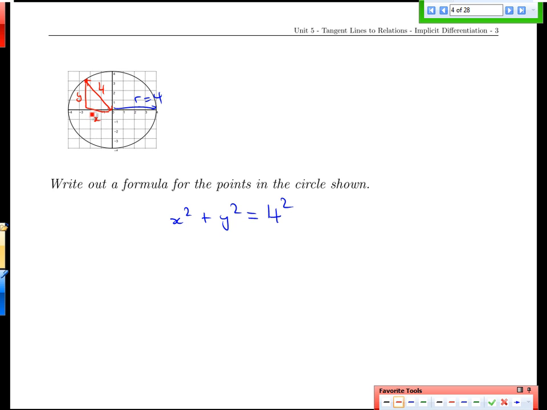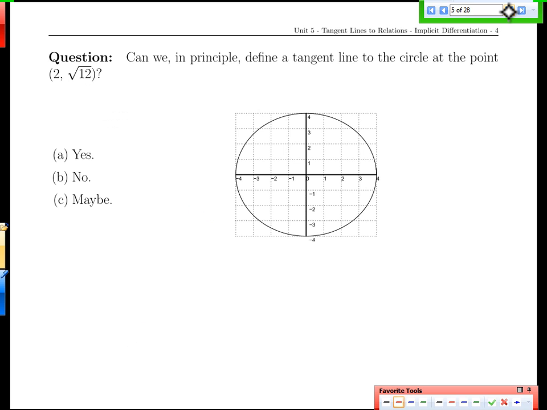You might want to think about absolute values, but the key thing with Pythagoras is the sign of x and the sign of y do not matter because we're going to square them anyway. And so we can use Pythagoras to say that this length squared is going to equal the x coordinate squared plus the y coordinate squared. All the points in the circle will satisfy that equation.